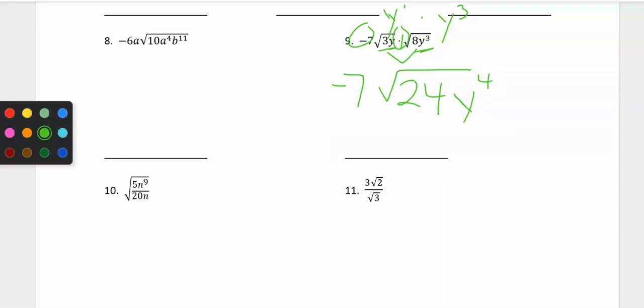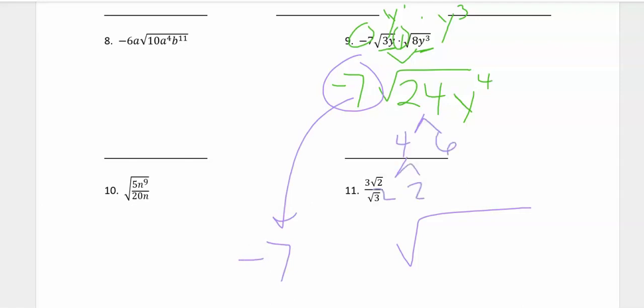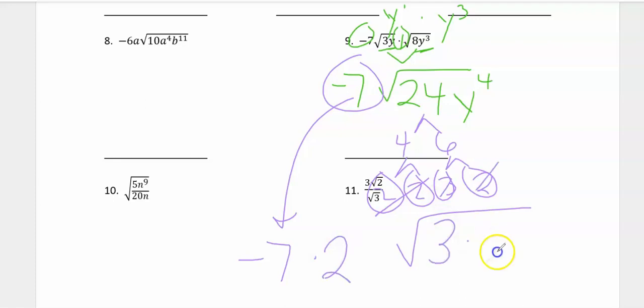Now this looks really similar to number 8. So I'm going to start my answer. I'm going to bring negative 7 down. I'm going to factor tree 24 to see if anything can come out front. So I got 2 and 2, 3 and 2. Okay, I've got a pair of 2's, so 2 comes out. This 3 and this 2 stay under.